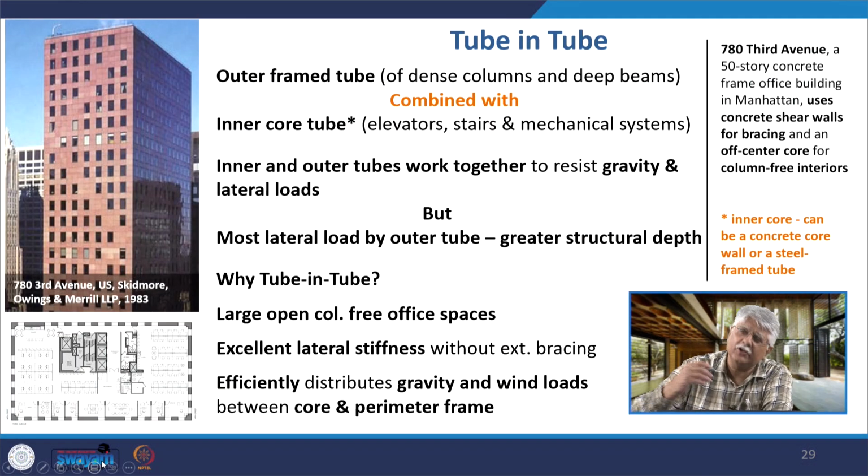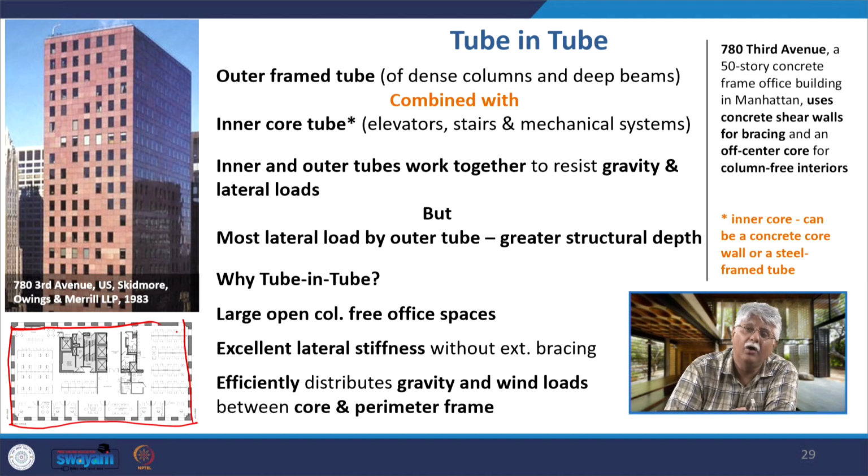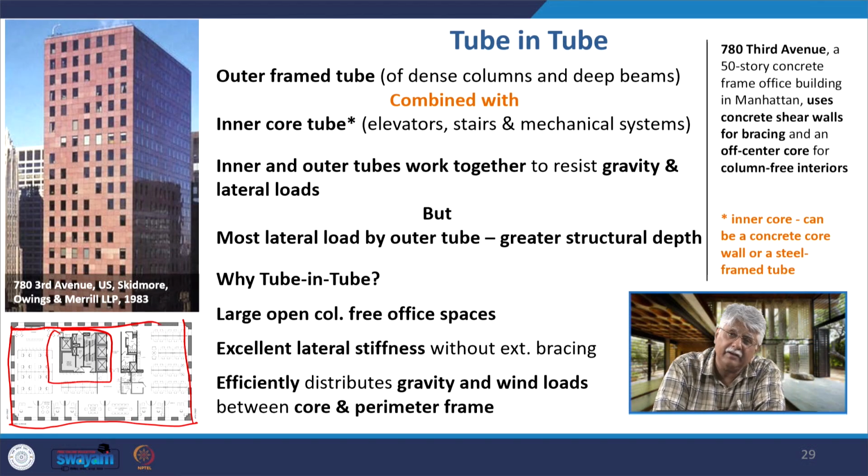Now we come to tube in tube, a tube within a tube. There is an outer frame tube of dense columns and deep beams as in the case of the original frame tube, and it is combined with an inner core tube. So here you see outwardly you find this dense beam and column structure on the outside, and then there is an inner core which is actually not placed right in the center but on one side, containing the elevators, the stairs and the mechanical systems.